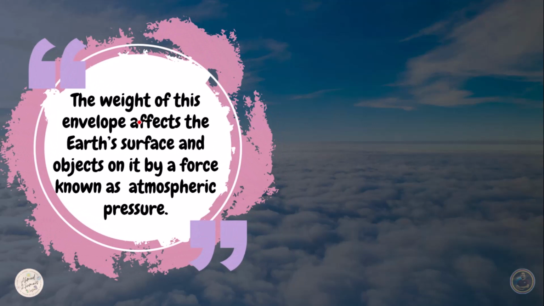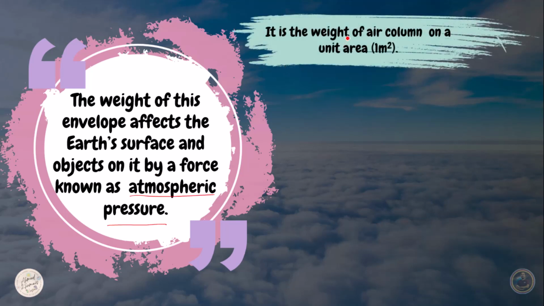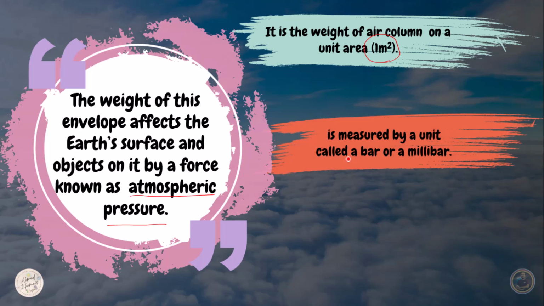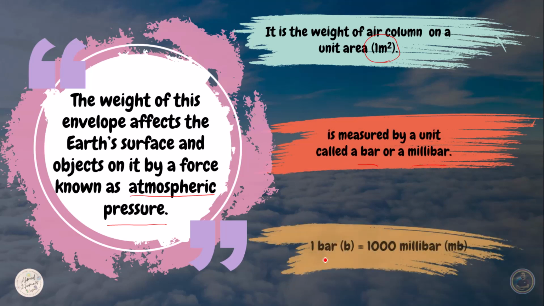So the weight of this envelope affects the Earth's surface and the objects on it by a force known as atmospheric pressure. The atmospheric pressure is the weight of an air column on an area of 1 meter square. The measuring unit is called bar or millibar, where 1 bar equals 1000 millibar.